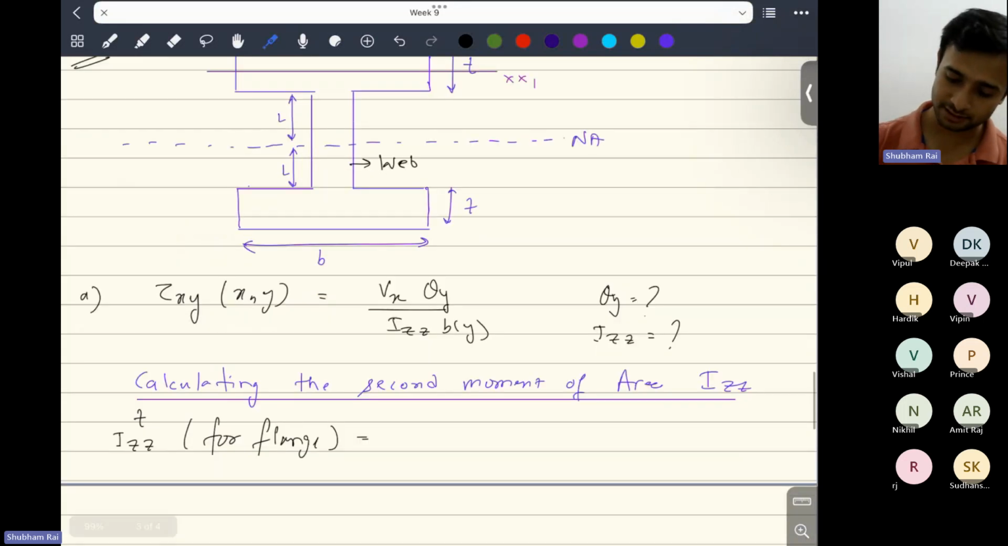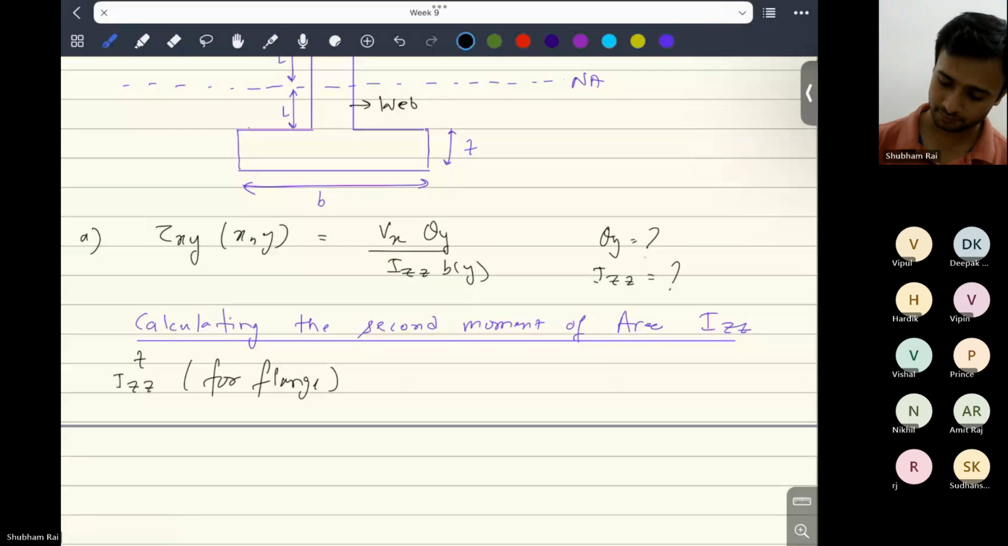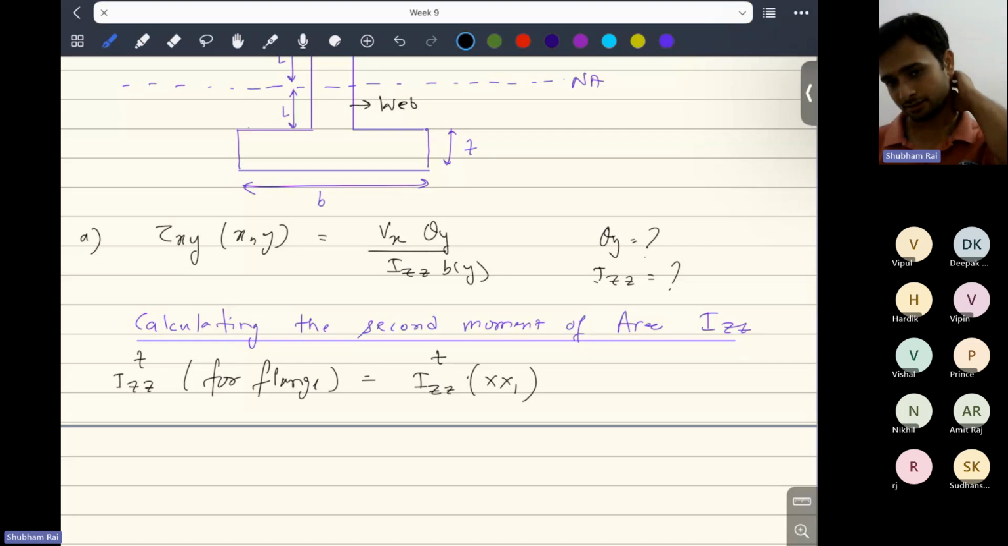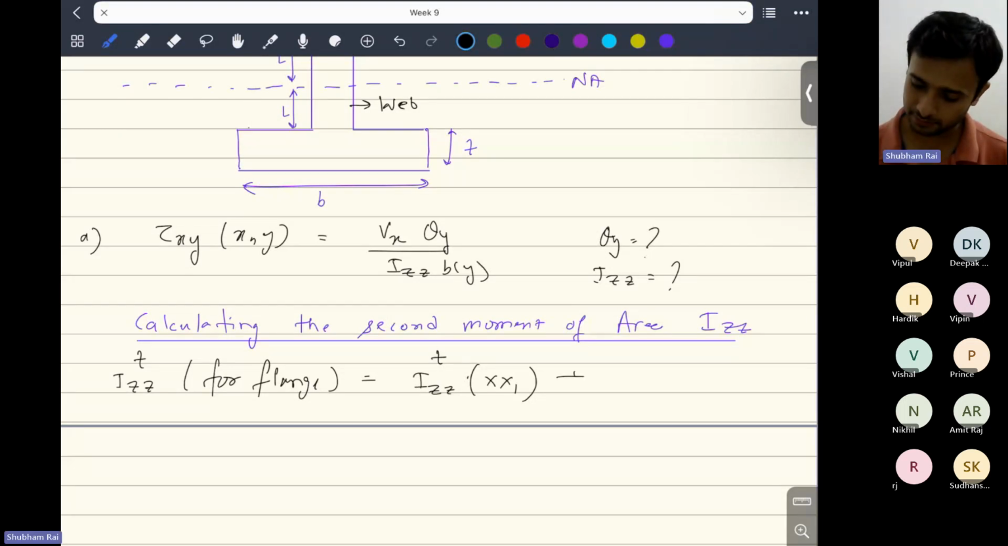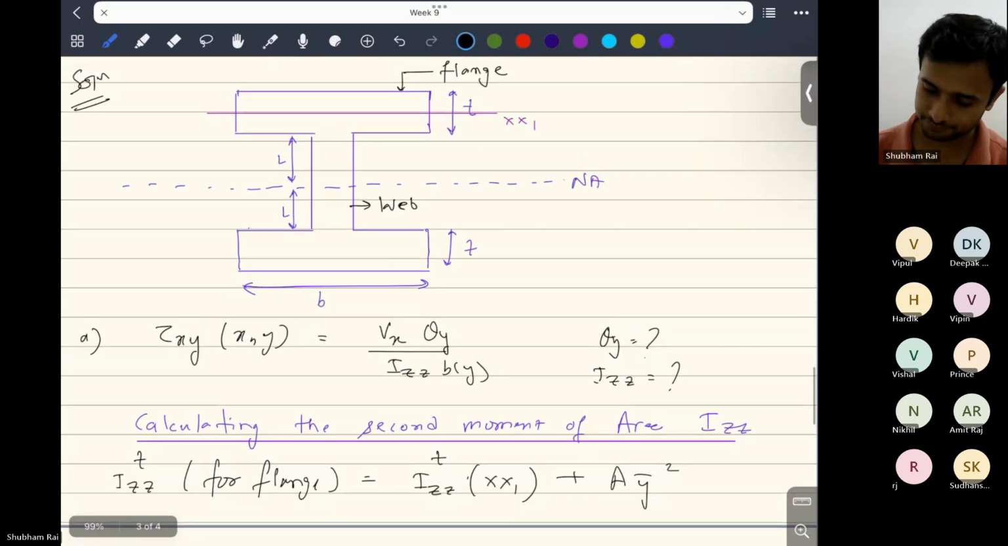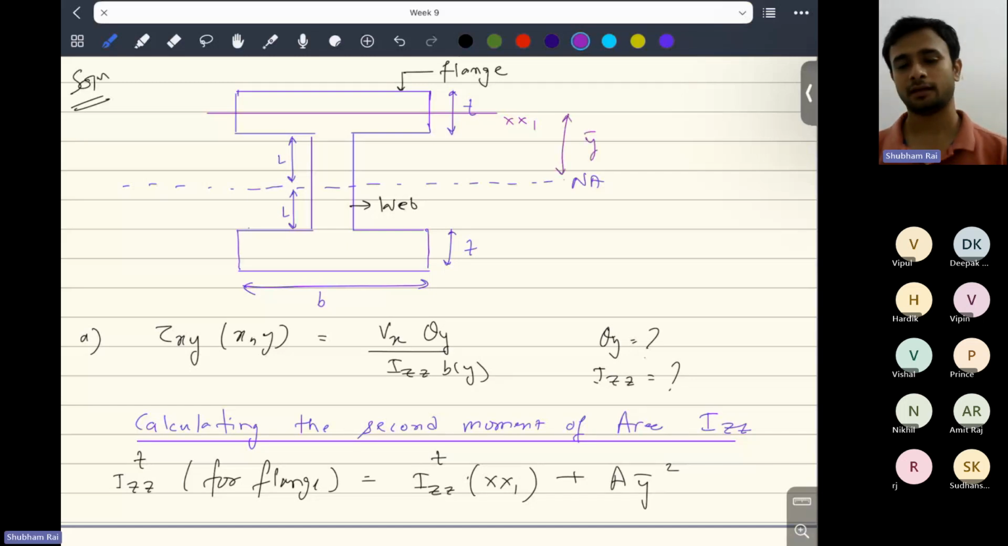So the parallel axis theorem says that IZZ of the flange about the neutral axis will be IZZ of the flange about the x1 axis, which is the centroidal axis of the flange, plus area of the flange times y bar squared. Y bar is the Y coordinate of the centroid of the flange from the neutral axis. So that will be this distance here. And here the centroidal axis and neutral axis are coinciding.